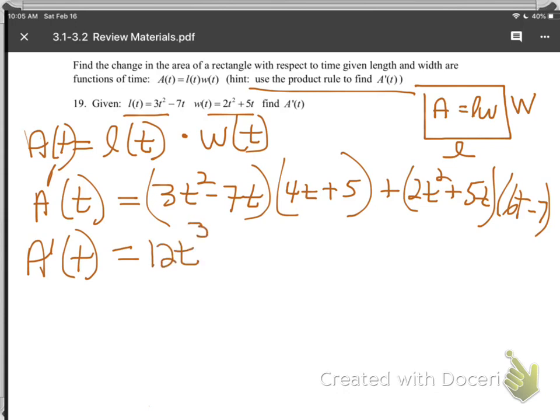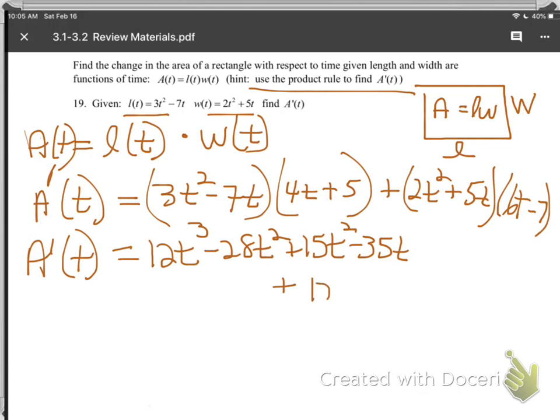12t cubed minus 28t squared plus 15t squared minus 35t. Okay, that's our first expression. And then plus, I'm going to do another FOIL.